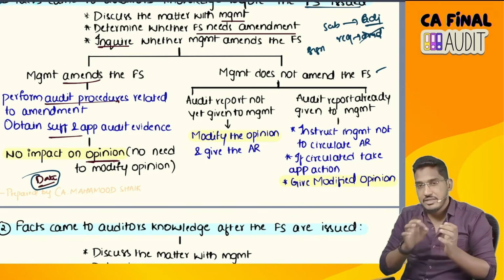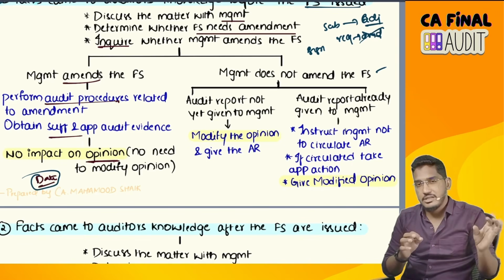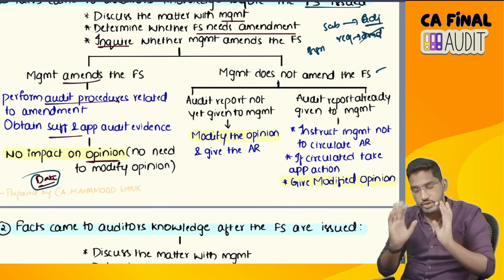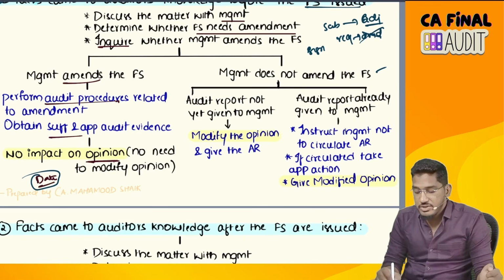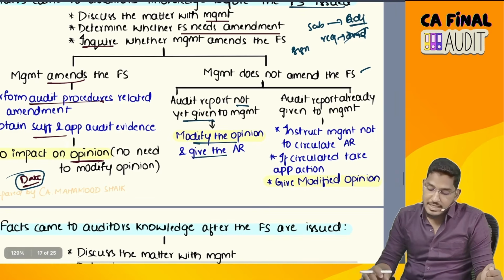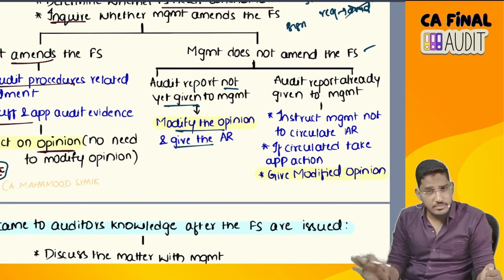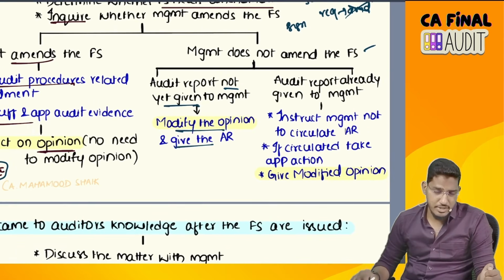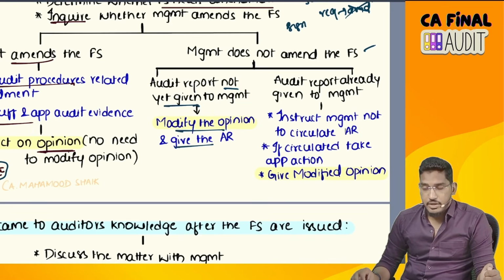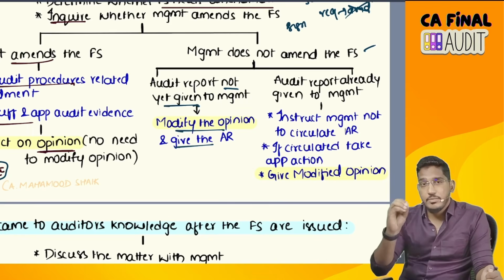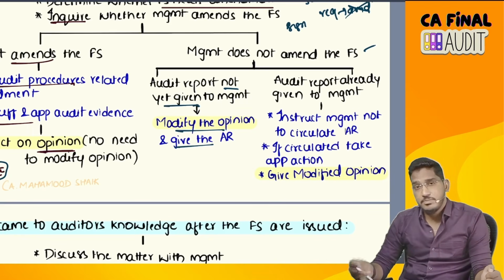happy, no issue. Cancel the old audit report, throw it in the dustbin, give a new audit report containing a modified opinion. So if the audit report is not yet given to the management, modify the opinion and give the audit report. In case the audit report is already given to the management, now here there is a problem. If the auditor signed the audit report and that audit report has already been given to the management, now there is a problem.